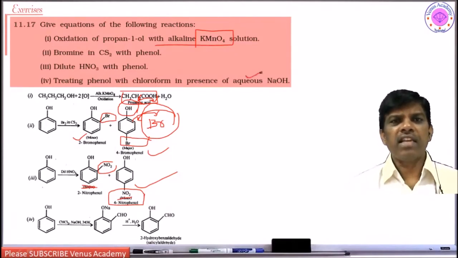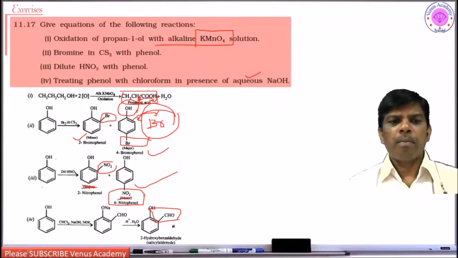What is this reaction? It is Reimer-Tiemann reaction. We are going to get salicylaldehyde, and along with this salicylaldehyde you will get para hydroxybenzaldehyde also as some of the product. So the major product is salicylaldehyde. Ortho aldehyde takes place.